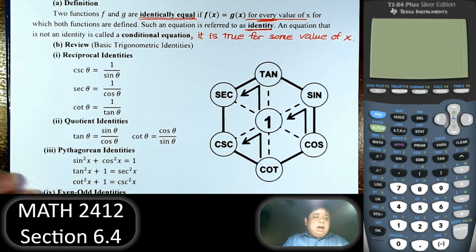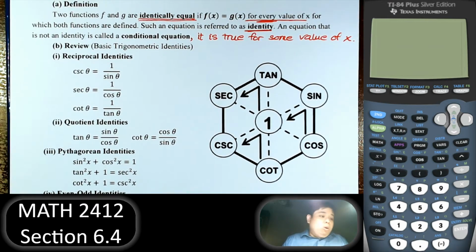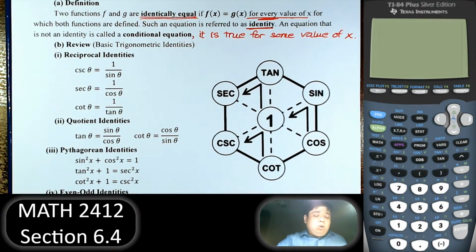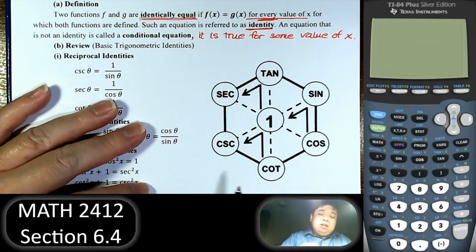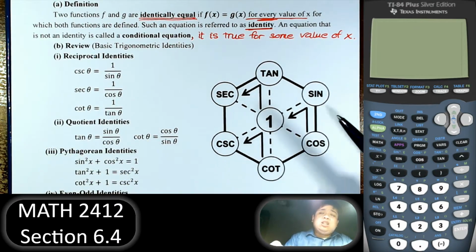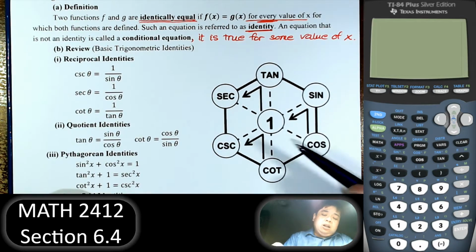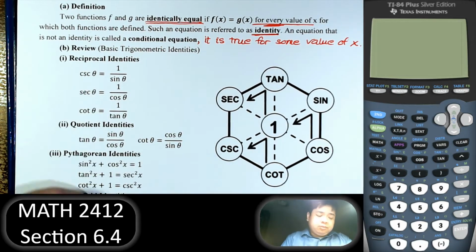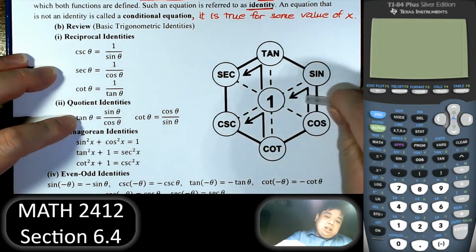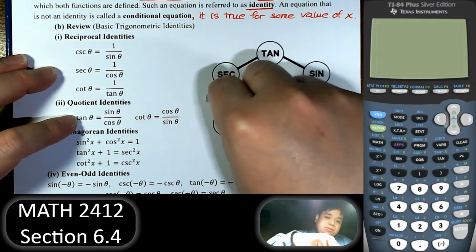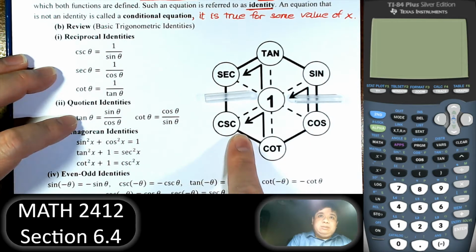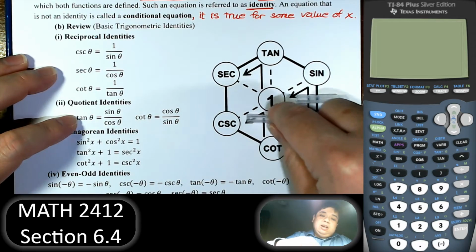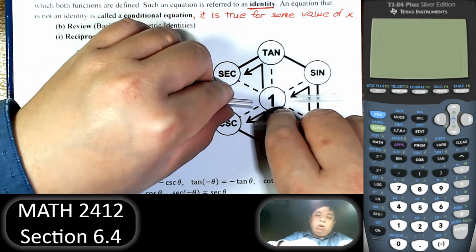Here are the identities that we learned before. In chapter 5 we have exactly this, and the hexagon. So quickly, we have reciprocal identities, meaning that cosecant is the reciprocal of sine, cosine and secant are reciprocals of each other, and tangent and cotangent are reciprocals of each other. We also have the quotient identities: tangent equals sine over cosine, or secant over cosecant, and tangent is also 1 over cotangent.